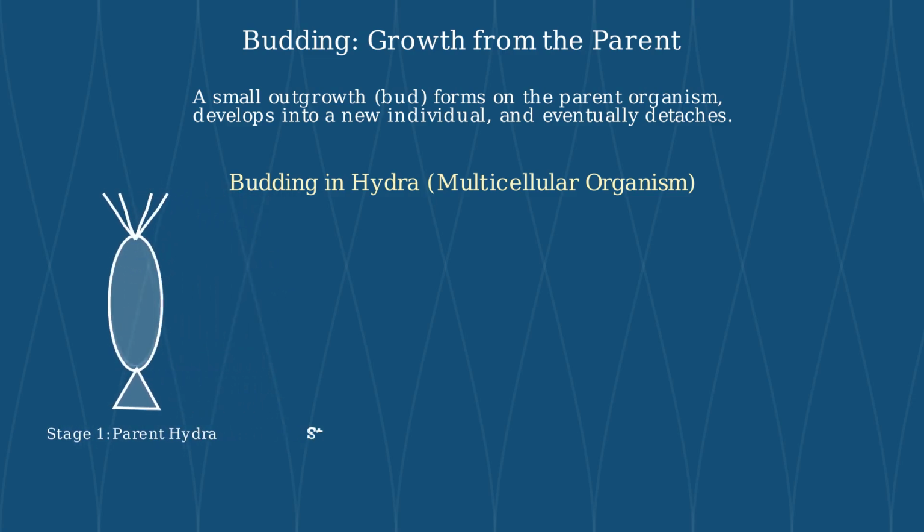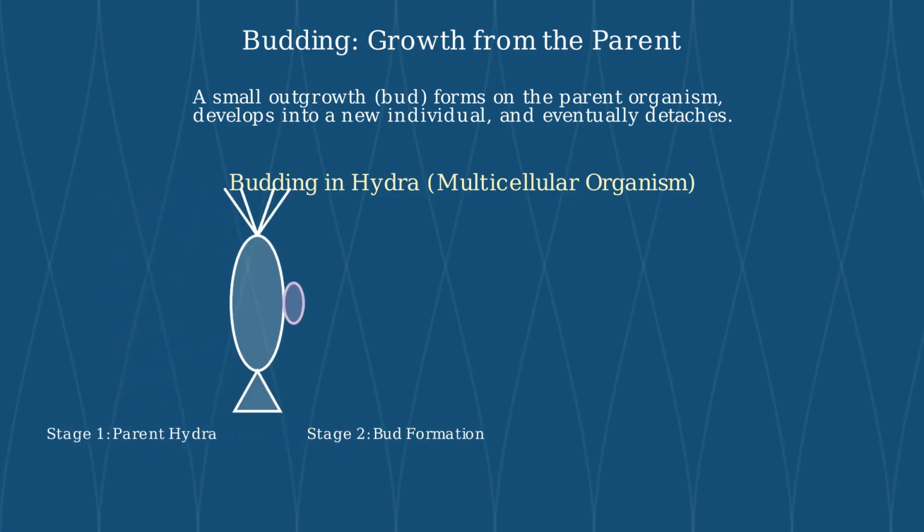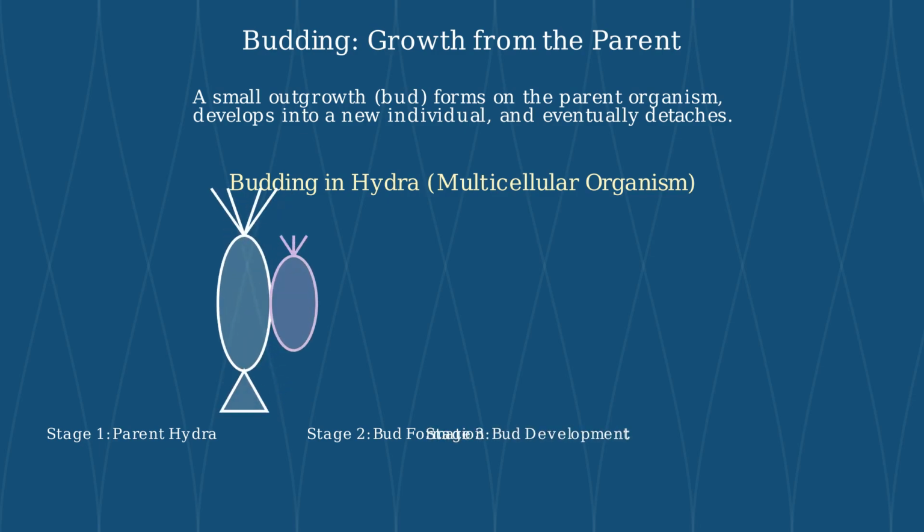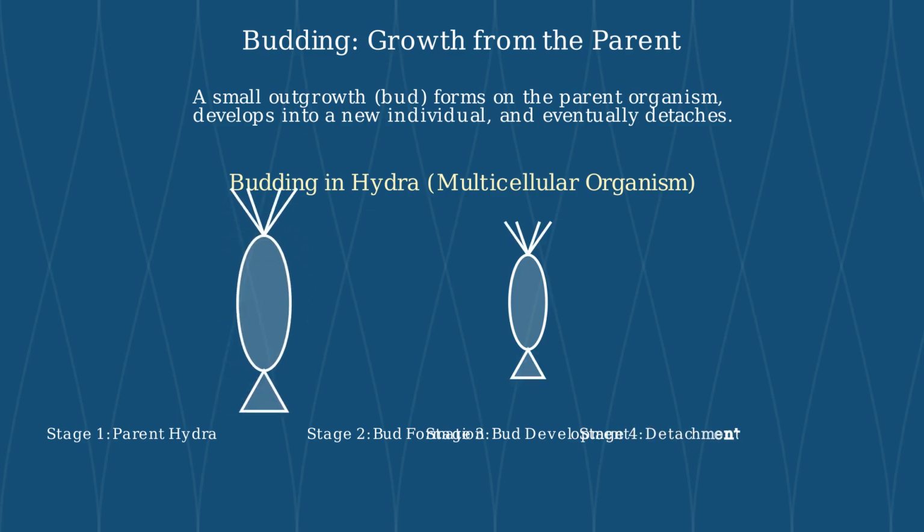Hydra budding begins with a small outgrowth forming on the side of the parent body. As the bud grows, it develops its own tentacles and mouth, becoming a miniature version of the parent. Finally, the fully formed bud detaches from the parent hydra and begins its independent life.